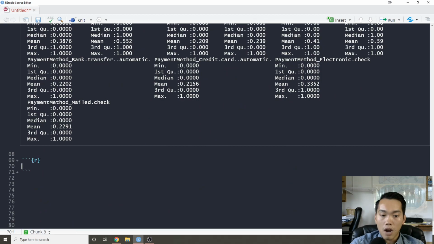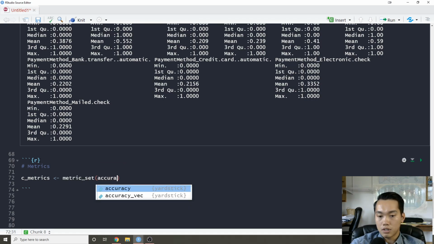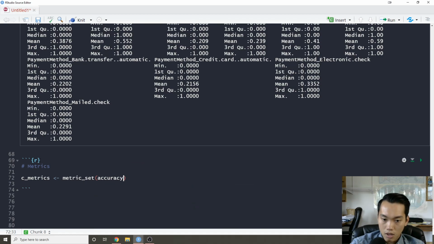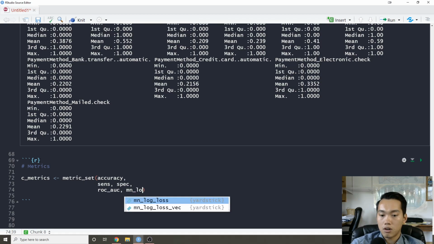Okay, so now we're actually going to be looking at the metrics. So what we're going to do is say classification class. We'll just call them c metrics. When you're doing a classification model in Tidymodels, they'll always give you the accuracy. But in this case, we're just going to give it a whole set of metrics. First, we're just going to give it accuracy. We also want sensitivity and specificity. I'm also going to include AUC and ROC. And then I'm also going to use the mean log loss.